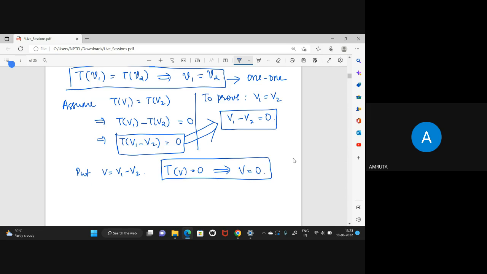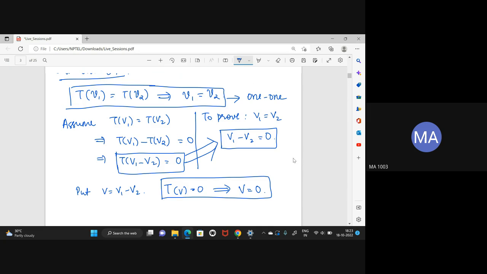Ma'am, can I ask you a question? Yeah, sure. In case V1 is already given as V2, will the reverse be proved? Can it hold for the other case also? No. For one-to-one, you have to prove only this implication, not the other way around. Only this implication you have to prove. You'll assume this and then you'll prove this.